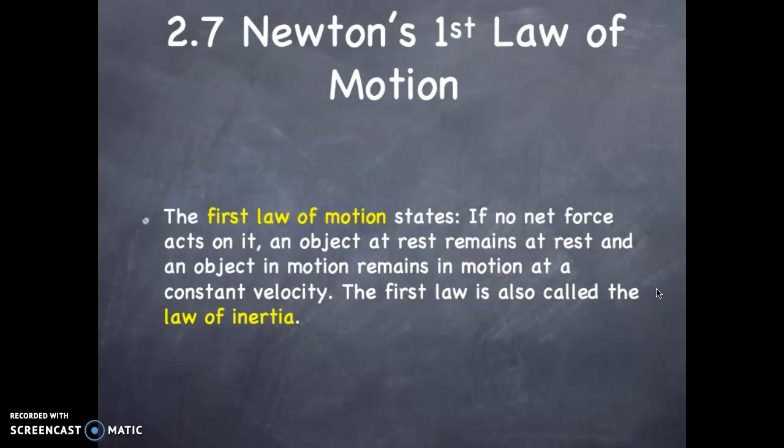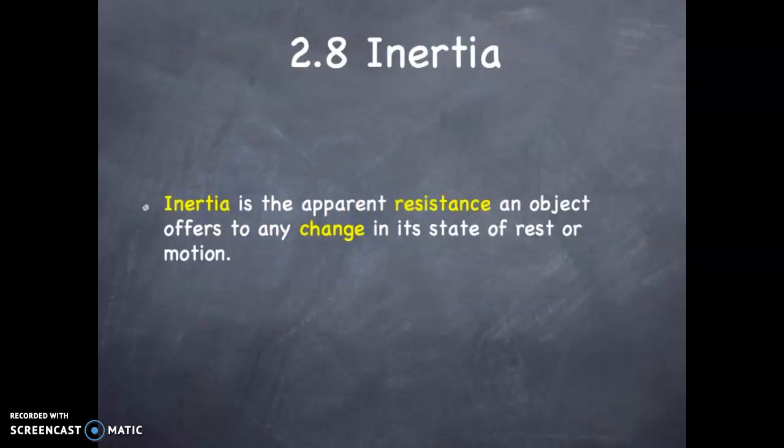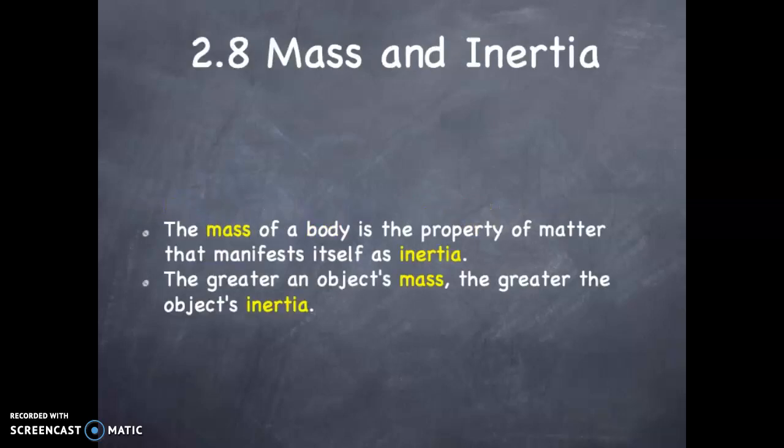Newton's first law then. The first law states, if no net force acts on it, an object at rest will remain at rest, and an object in motion will remain in motion at constant velocity. The first law is also called the law of inertia. So that's Newton's three laws there. I need you to learn those three laws. Inertia then is the apparent resistance an object offers to any change in its state of rest.